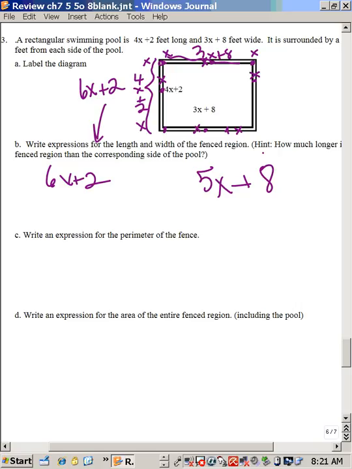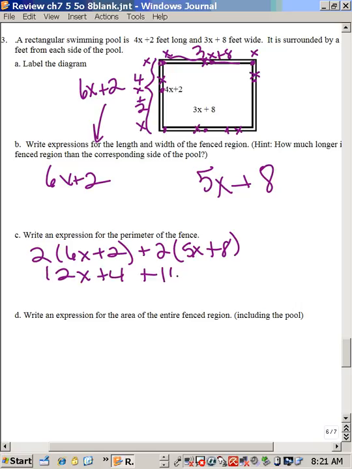Okay, now I need to write an expression for the perimeter. For the perimeter, I have 2 6x plus 2's, and I have 2 5x plus 8's. Okay, then I need to distribute. That's 12x plus 12 plus 10x plus 16. That gives me 22x plus 20.